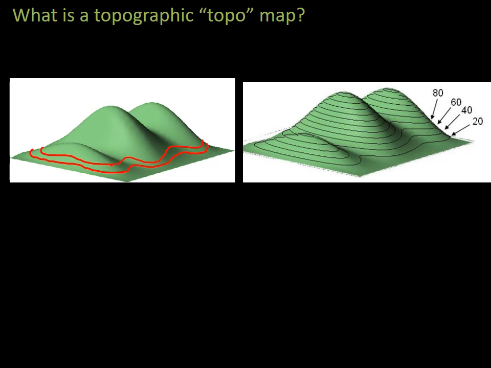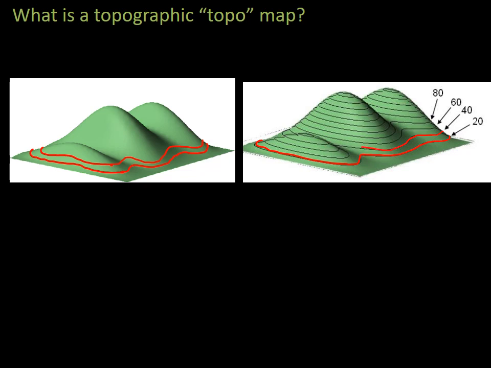Each of these lines, labeled here, you can think of these as feet or meters above some baseline, like sea level. Each of these lines represents a path on the landscape at a constant elevation. If you were to walk along this line, you would never go up or down. You'd go sideways, but you'd never change your elevation. Everywhere along that line is at 20 feet above sea level. Everywhere along this line is 40 feet above sea level, etc.